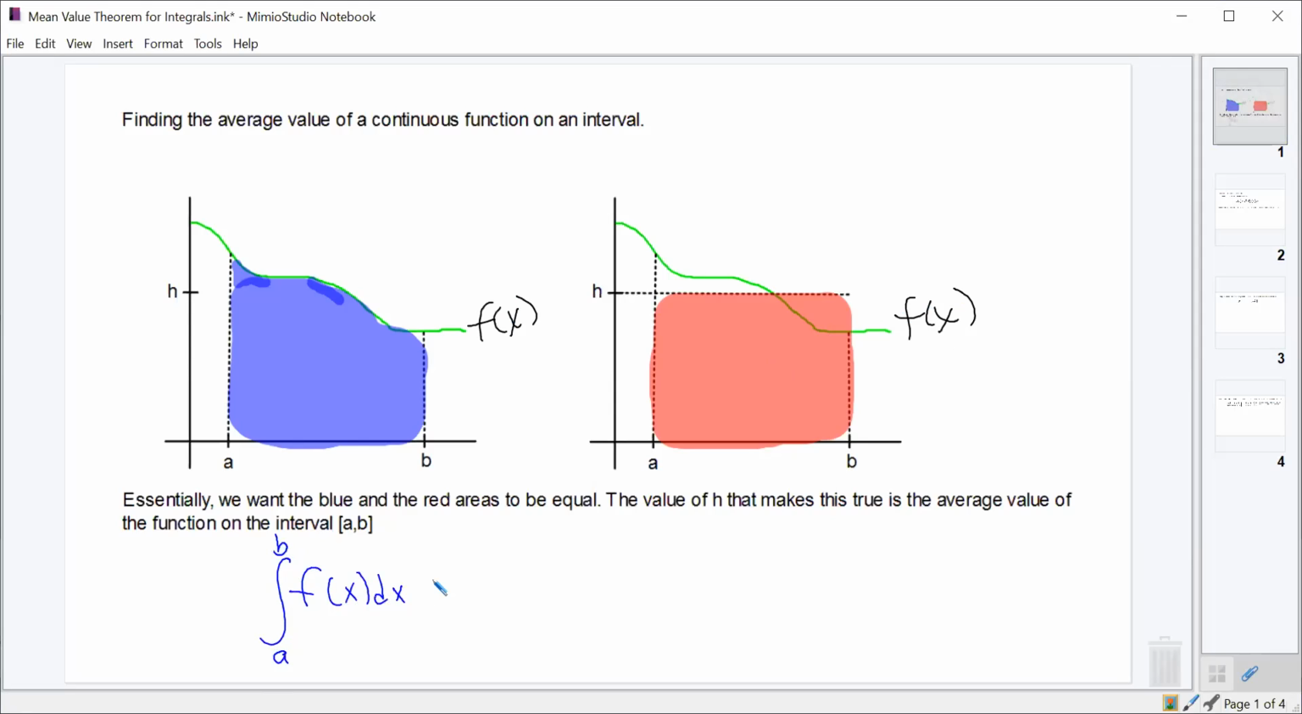Right? We want that to equal this. And what is the area of the red rectangle? It's the base times the height. And what's the base? b minus a. b minus a, and the height is just h. And so since h is the actual average value of this continuous function, we want to solve for that, which means that the average value of a continuous function is what?